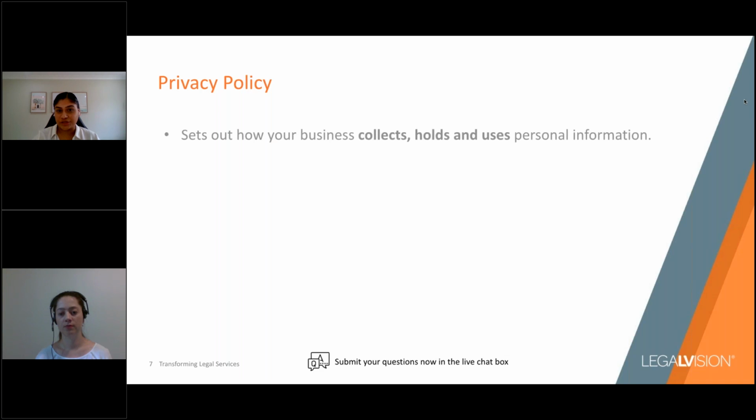Now, personal information in Australia is defined as any information, including an opinion, about an individual that is identified or identifiable. So at a minimum, it includes things like their name, their contact details, their address, their geolocation data, things like that.